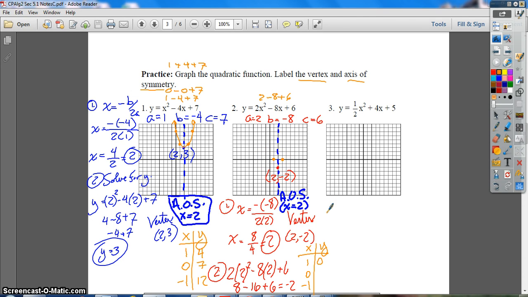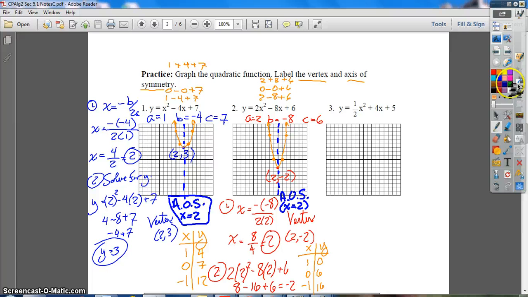If I put 0 in, it would be 0 minus 0 plus 6. So 0, 6, 1, 2, 3, 4, 5, 6. Match it up. And I'm guessing negative 1 again is going to be off my chart. So it'll be 2 plus 8 plus 6, which will be 16. So here's my parabola. A little bit steeper than the one that was before, but the same idea. Okay. So there's 1 and 2.